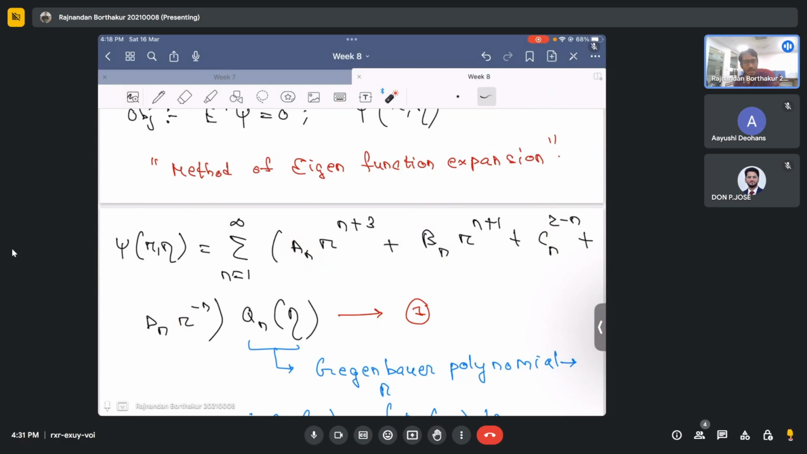I'm asking, is it just that we need to evaluate these an, bn, cn, and dn, or is there one more thing that we also need to evaluate? Can you give some hint on that? See, the answer is not so trivial. You just need to look at this series solution and think about how a series solution behaves.